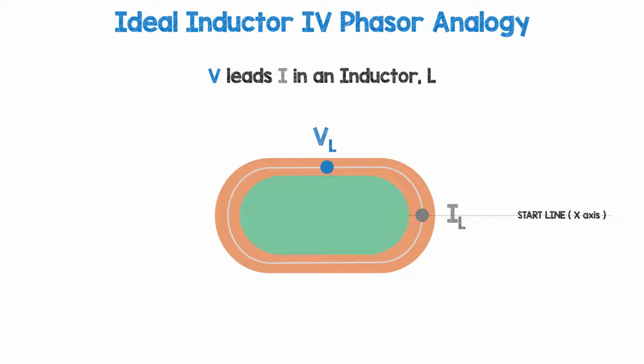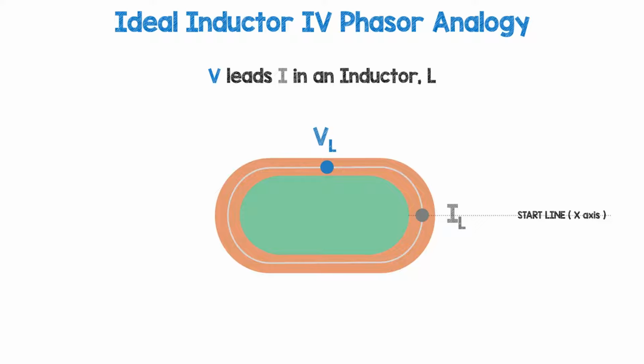I mentioned ideal or pure components, and this just means that an inductor only has inductance and no resistance or capacitance, but in reality, all components have some resistance, some capacitance, and some inductance, although the unwanted amounts are usually small and can be ignored.